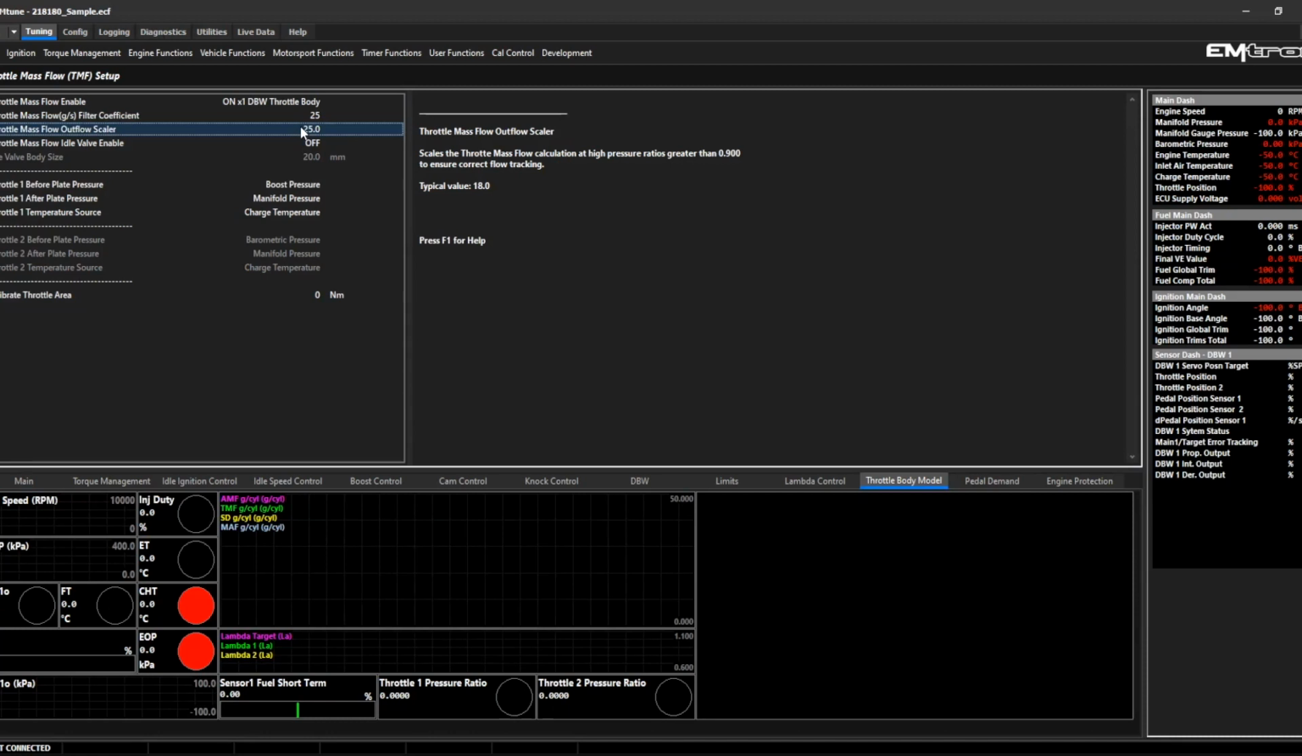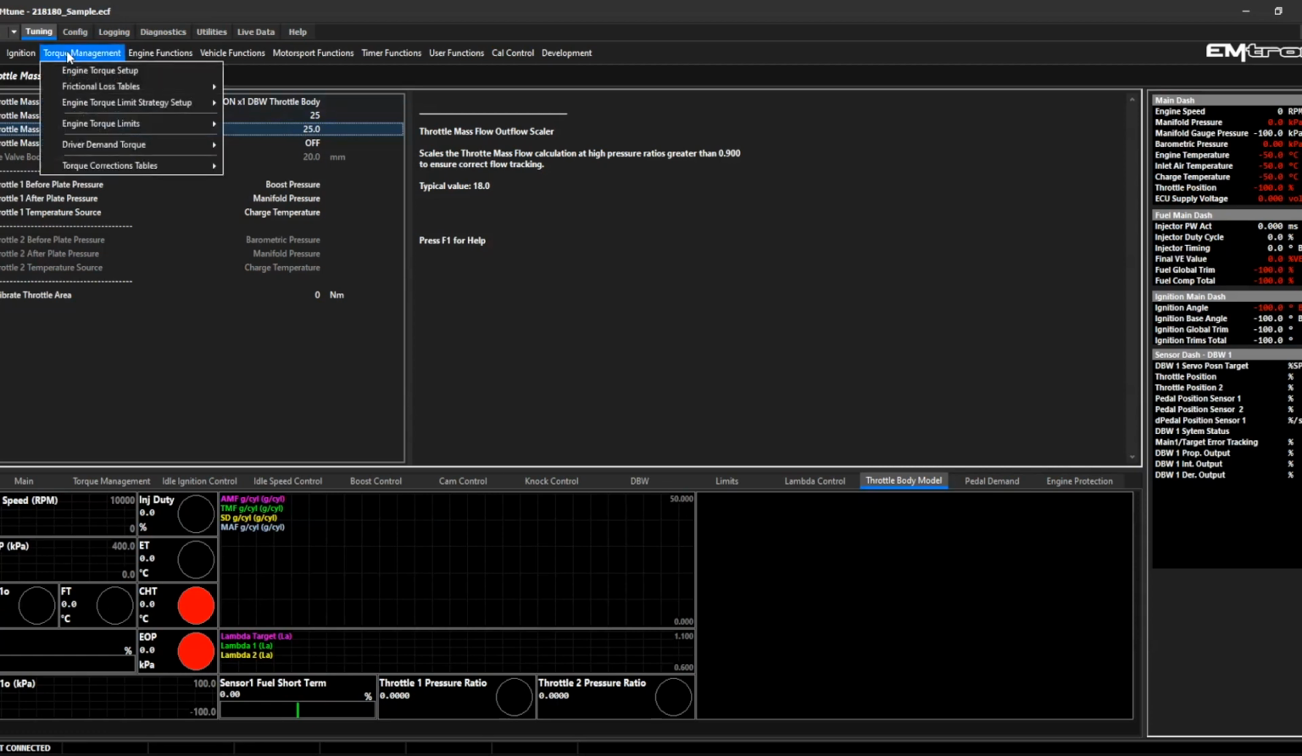We still have the same outflow scaler, which comes into effect more heavily at pressure ratios closer to 1. This has actually been changed a lot in the background, but at the user level, you won't see numbers too dissimilar to what you'd see from previous versions of firmware. Just to clarify, a pressure ratio of 1 is when the boost pressure before the throttle plate and the pressure in the manifold are equal or close to equal to one another.